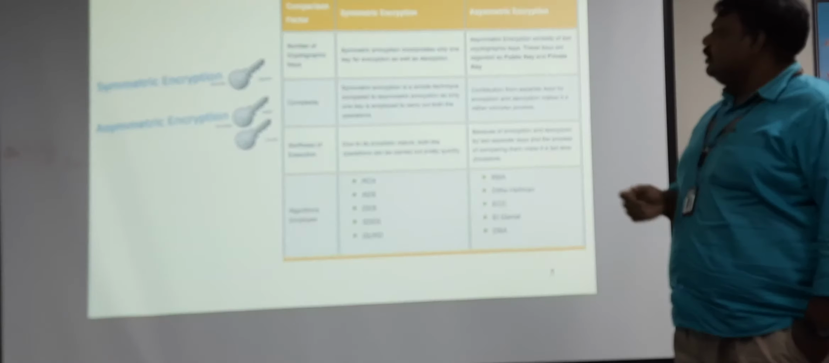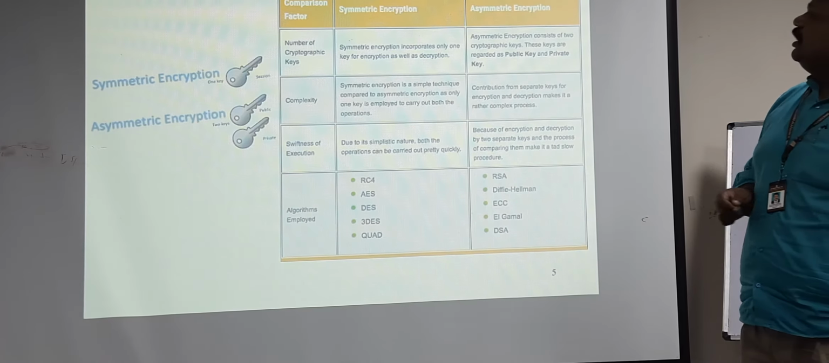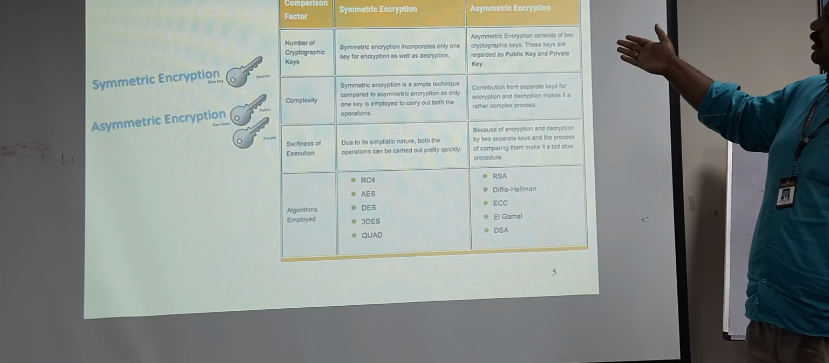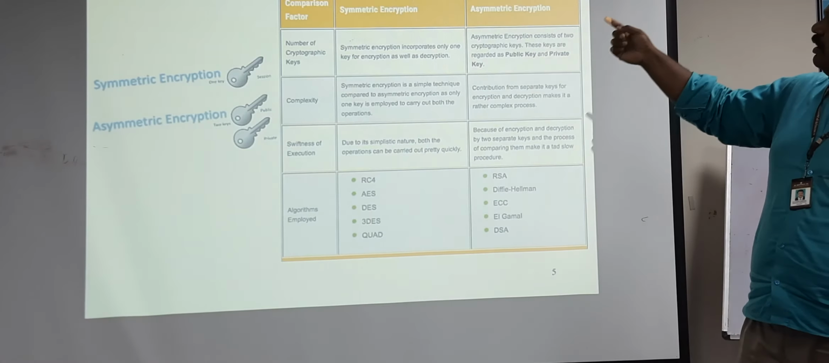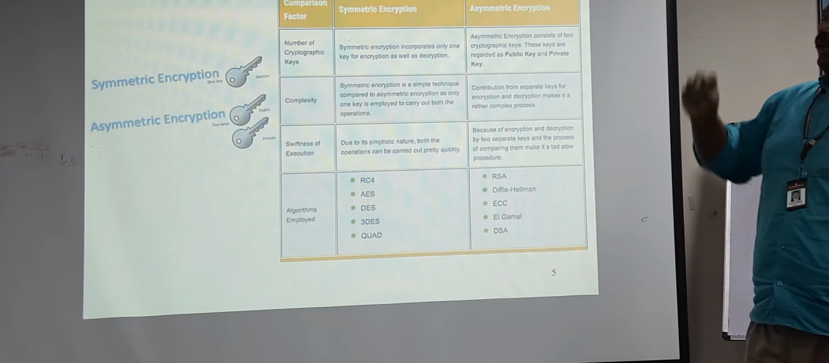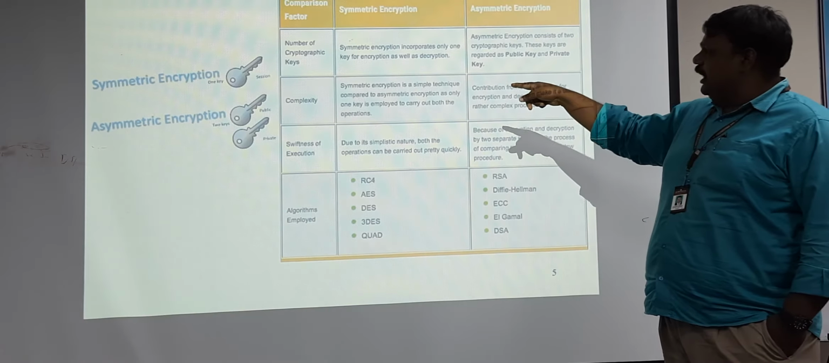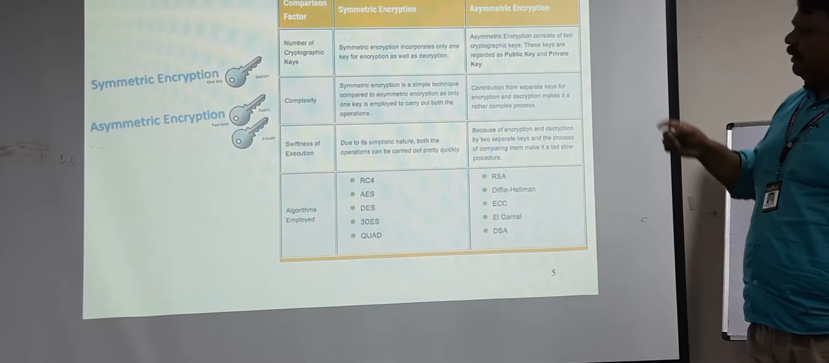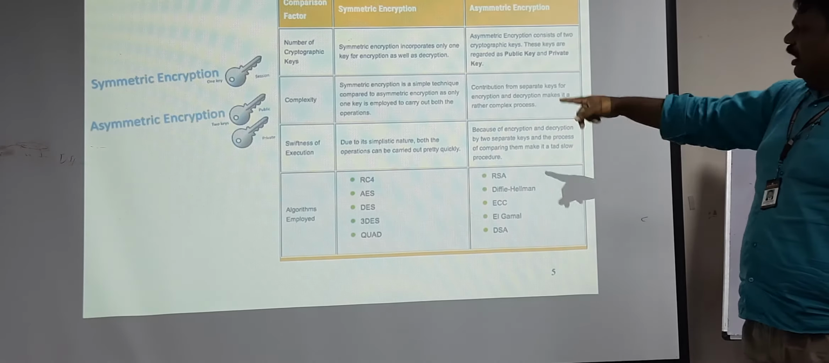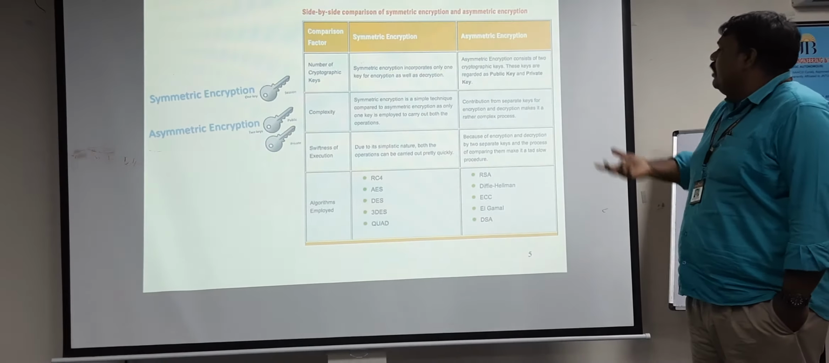Next, this is the comparison between asymmetric and symmetric encryption methods, where the symmetric encryption method deals with only one shared key, whereas the asymmetric encryption method is defined with two keys. The complexity level of the symmetric method is low and the asymmetric method is somewhat complex, and in terms of execution, symmetric is very quickly processed and asymmetric takes more time to be processed.